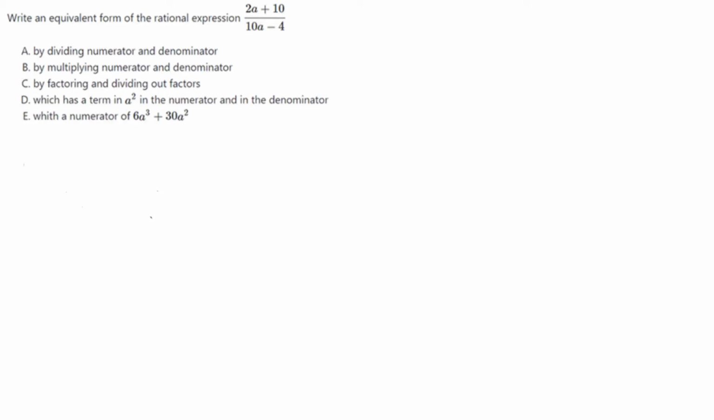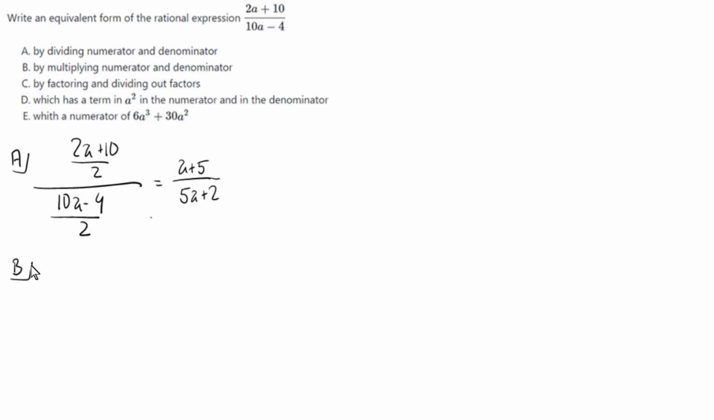Write an equivalent form of the rational expression 2a plus 10 over 10a minus 4. In A, by dividing numerator and denominator. So I can, for example, divide numerator and denominator by 2, but it could be any number. So 2a plus 10 divided by 2 over 10a minus 4 divided by 2. This will equal a plus 5 in the numerator and 5a plus 2 in the denominator.